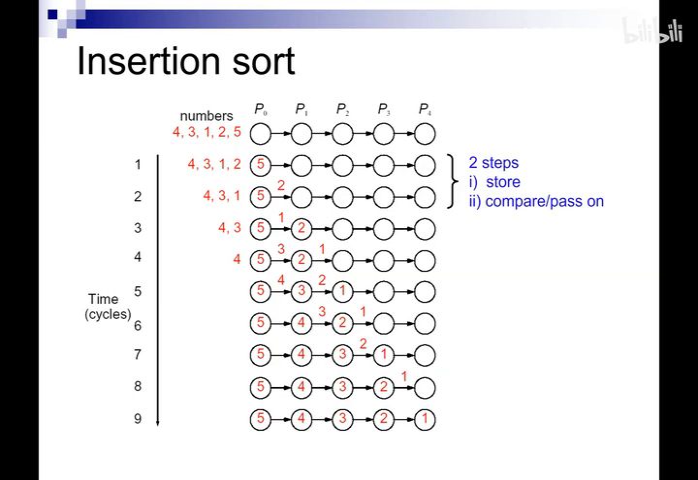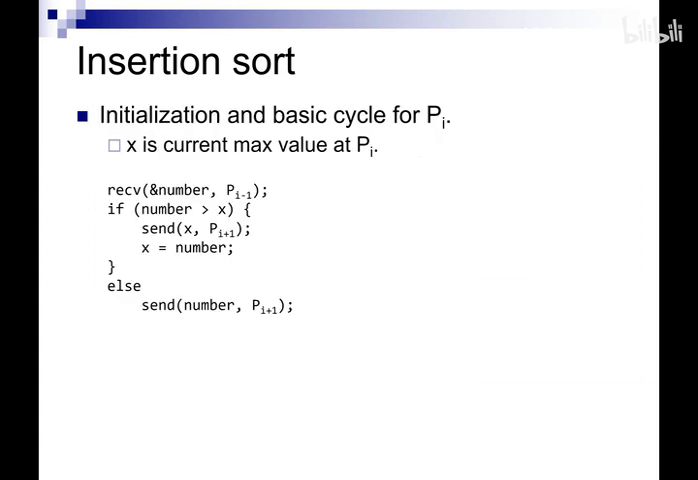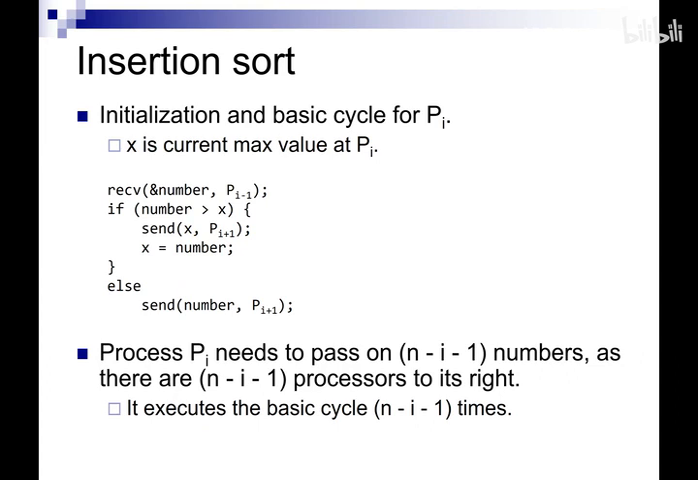The basic cycle is going to consist of: we store a value, then we compare the value with our current value, and maybe pass on the value. This is the code for doing that. You receive a number, you compare it to your current number, and then maybe you send that number onwards. You send either your previous number or you send the new number onwards. So this is our basic cycle.